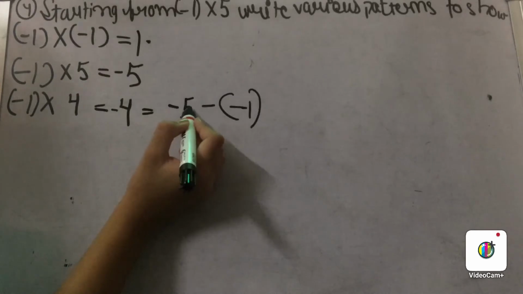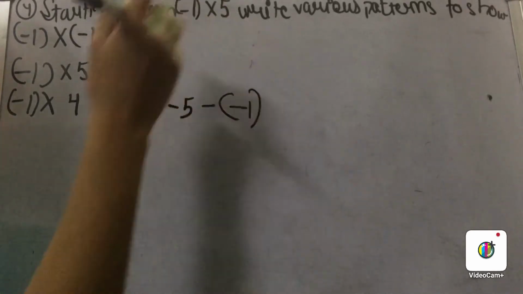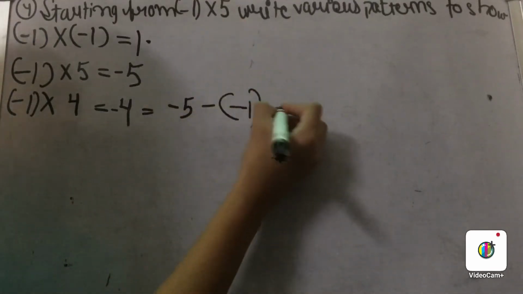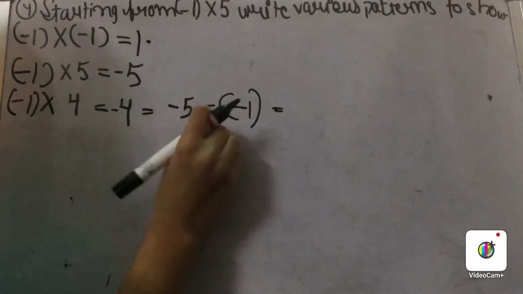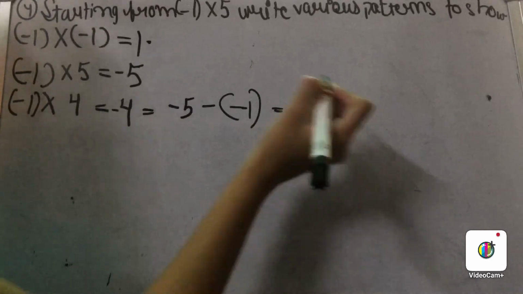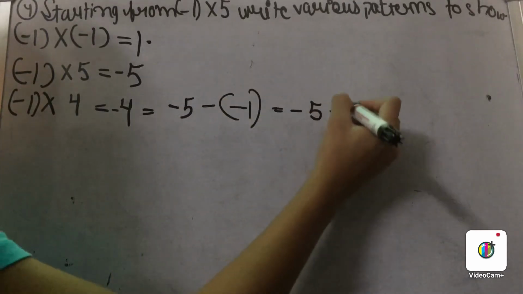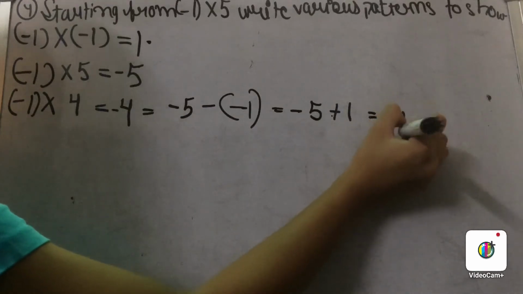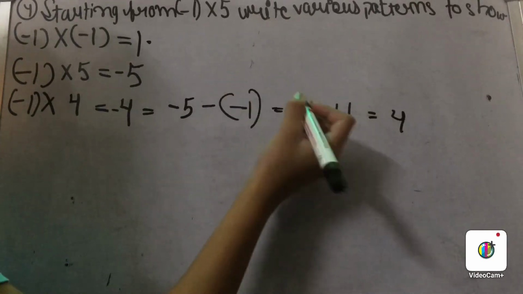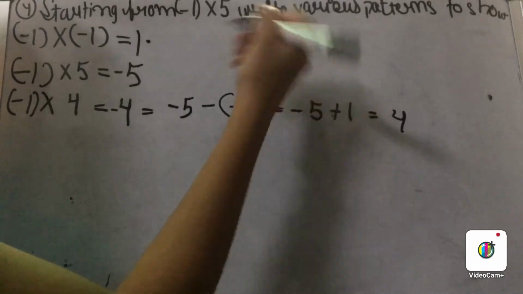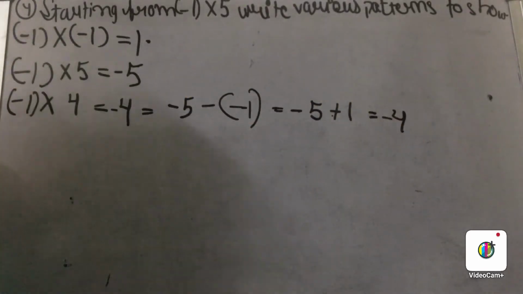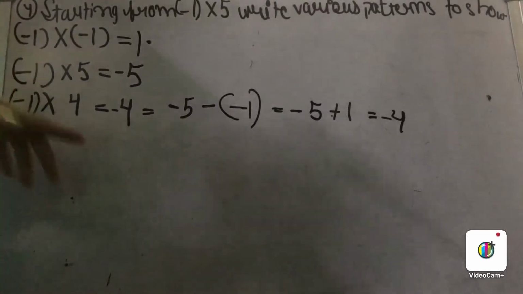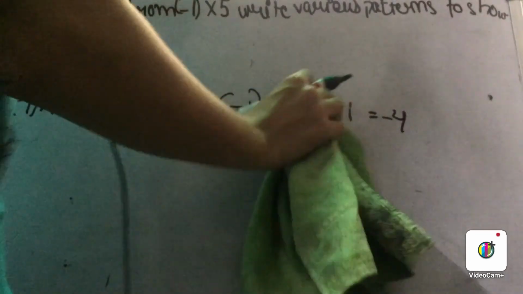Minus 5 minus minus 1, you can't understand like this, so I am going to explain. Minus 5 minus minus, this will be plus 1, plus minus minus. 5 minus 1 is equal to 4, and which one is bigger, 5 or 1? 5 is bigger and the sign in front of 5 is minus, so it will be minus 4. So this is also equal to minus 4.